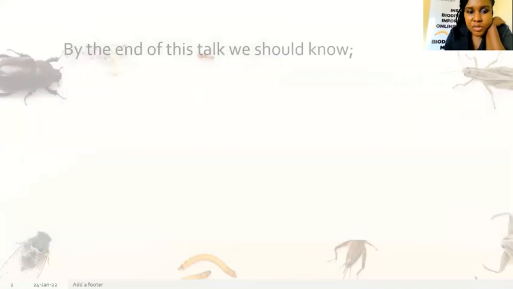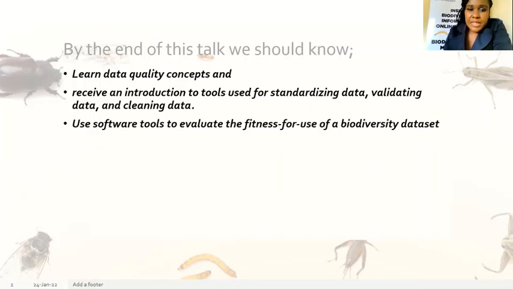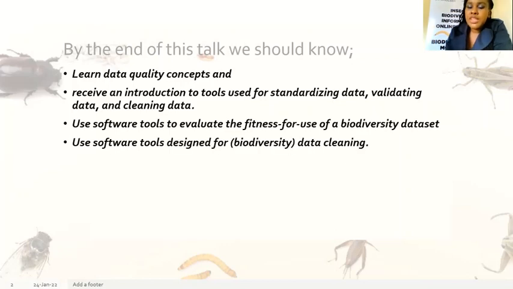So by the end of this talk, we should have learned a bit about data quality concepts, and we should have received an introduction to tools that are used in standardizing, validating, and checking completeness and meaning of data. And then you should be able to use software tools to evaluate fitness of use, and also use the tools that are designed to clean biodiversity data.